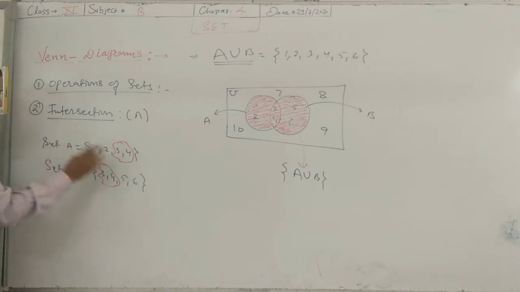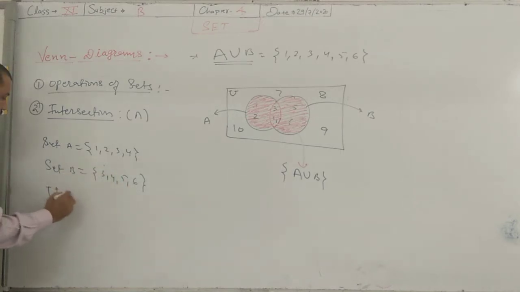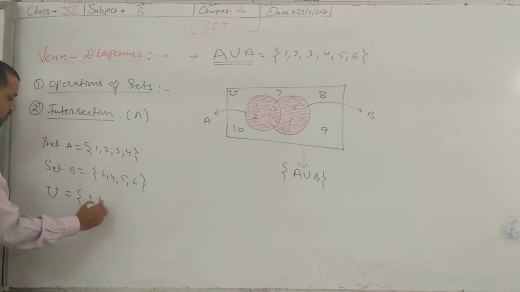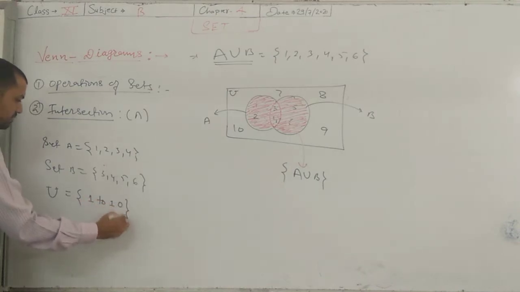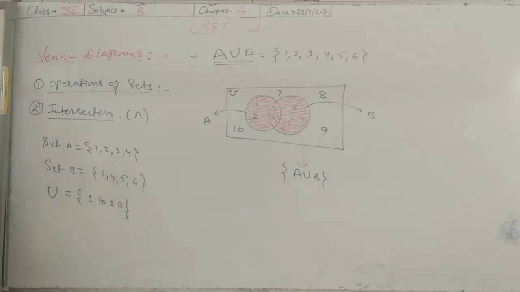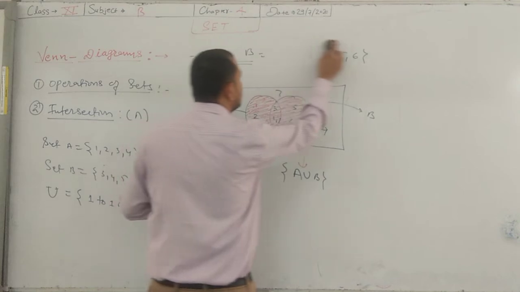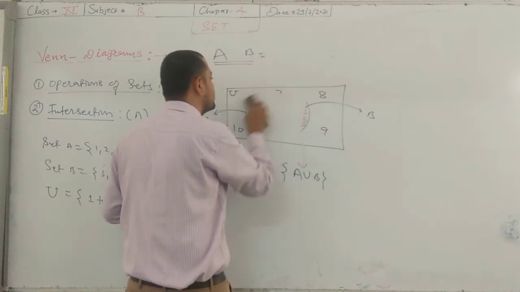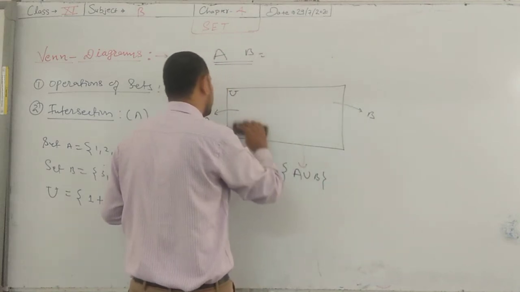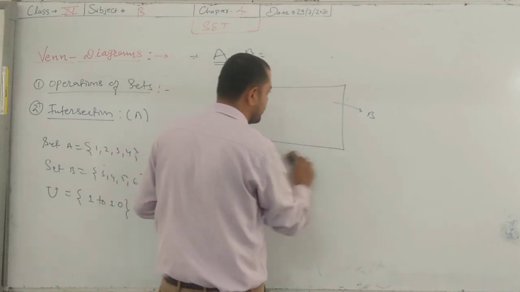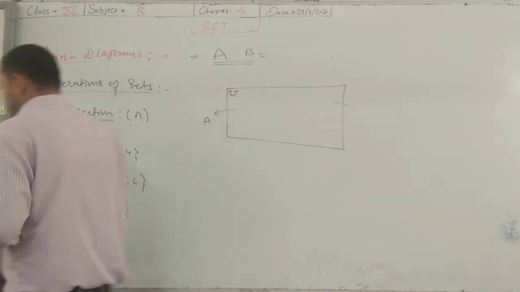Again we take the same example. Set A contains the elements 1, 2, 3, 4, set B contains 3, 4, 5, 6, and our universal set is from 1 to 10. We want to draw a Venn diagram for intersection. First, how do we calculate the intersection of the given sets, and after that we draw the Venn diagram for the intersection.